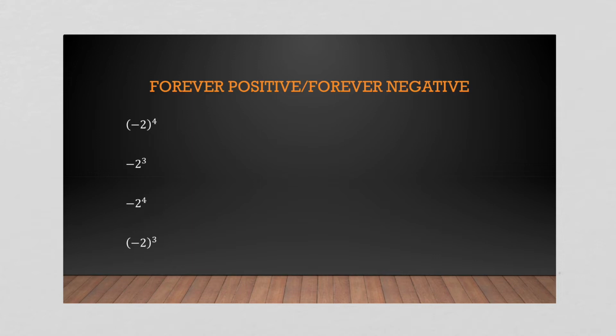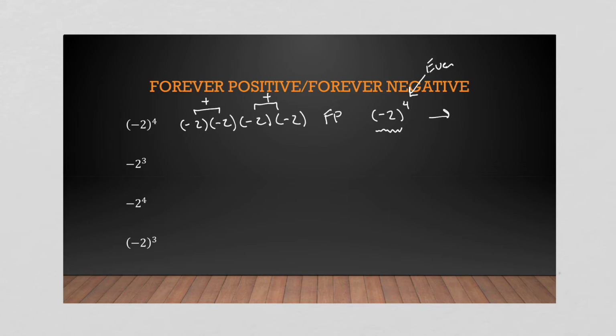So here we have -2 times -2 times -2 times -2, which means, like I mentioned earlier, that's positive, that's positive. It's a positive times a positive at that point, so everything's positive. So we say this is forever positive, which means that -2 to the power of 4, if you have your negative in brackets and you have an even exponent, you can rewrite it as its positive counterpart, just 2 to the power of 4, because both those statements will be forever positive.